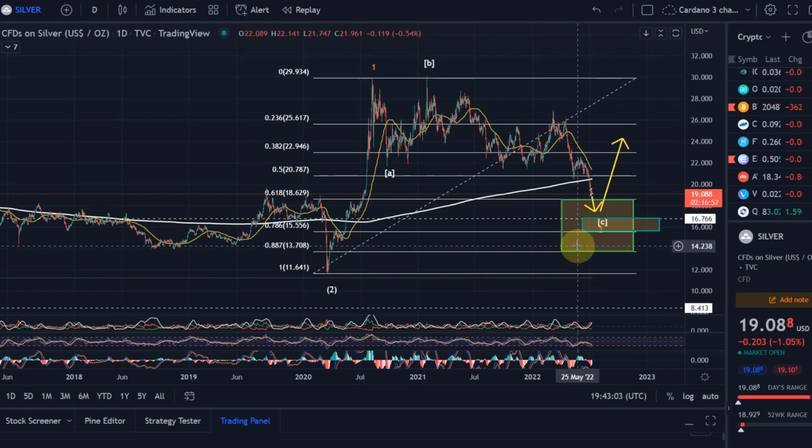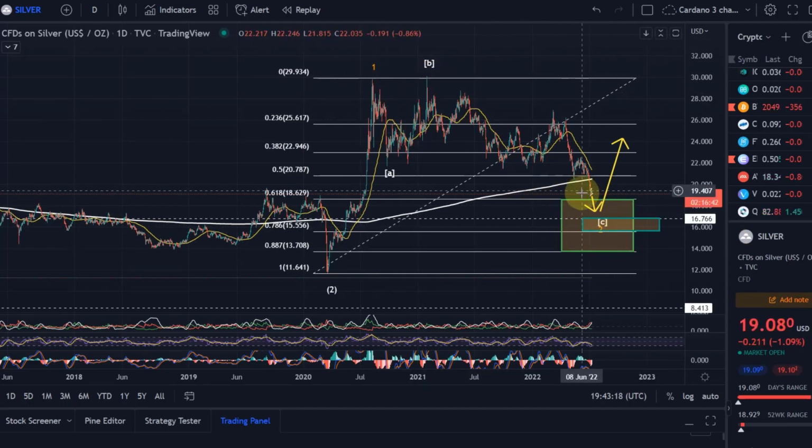in green, based on the assumption that what silver is currently doing, this is an Elliott wave count, is an ABC correction. We are currently in the C wave and we are in a wave 2. So ABC is part of the wave 2.